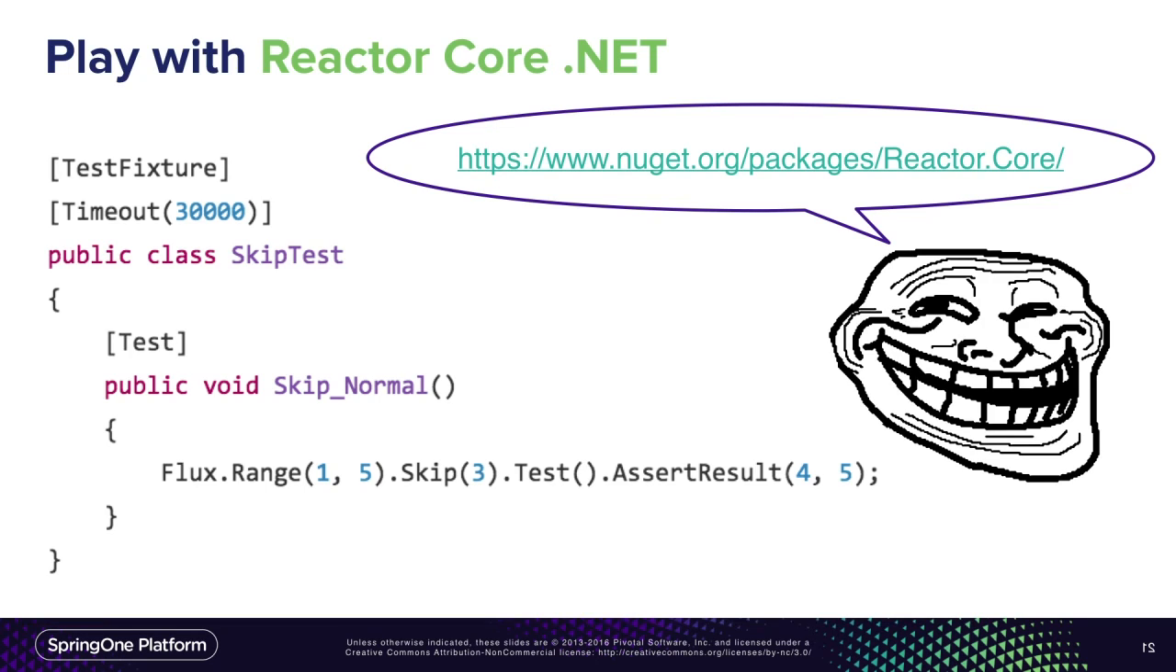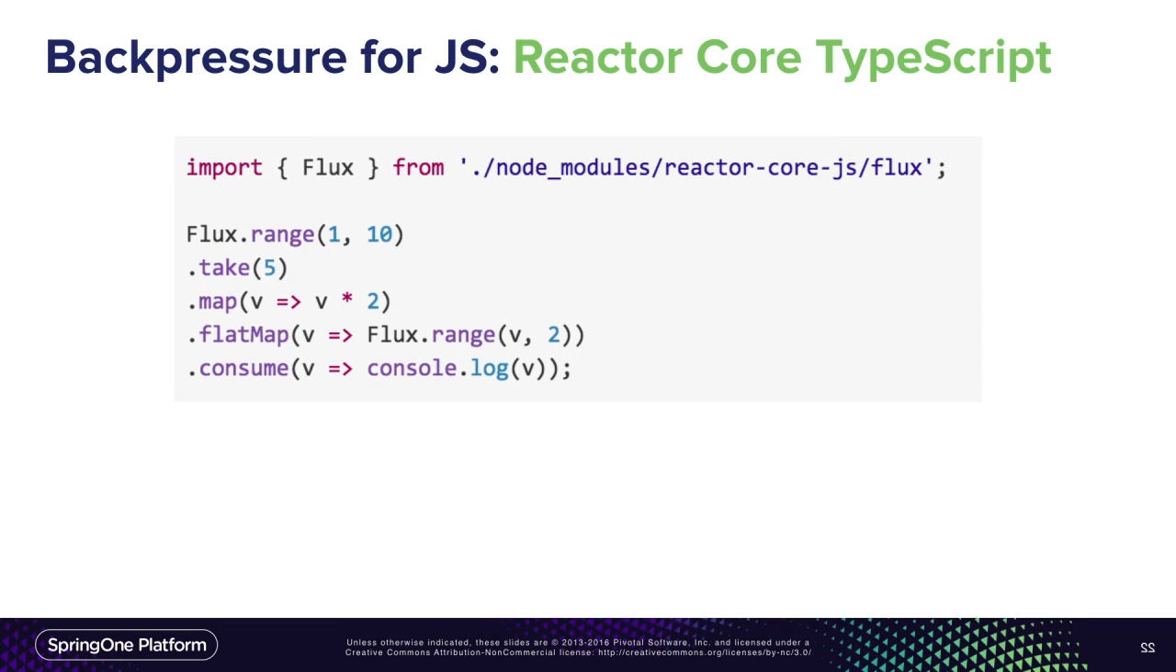So we have that, which effectively maps the same API you have seen briefly in the Flux and Mono from the Java one. We also have the same thing for JavaScript. We implemented in TypeScript directly all the same Reactor Core extensions. So if you have a Node.js application, for instance, or an AngularJS application, and you don't want to use the RxJS stuff, which again doesn't implement the backpressure stuff, you can use the Reactor Core TypeScript.